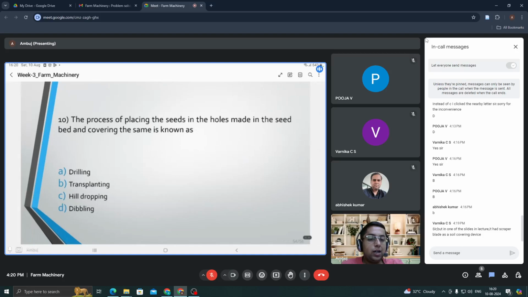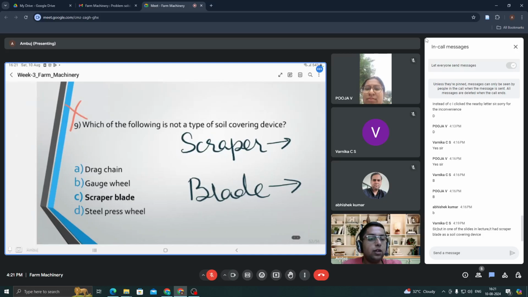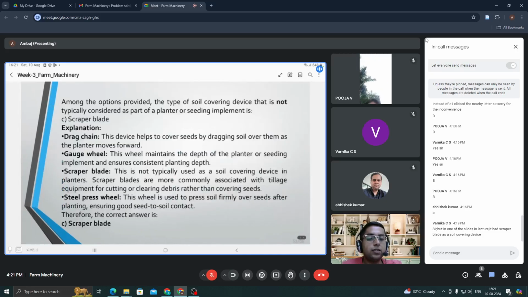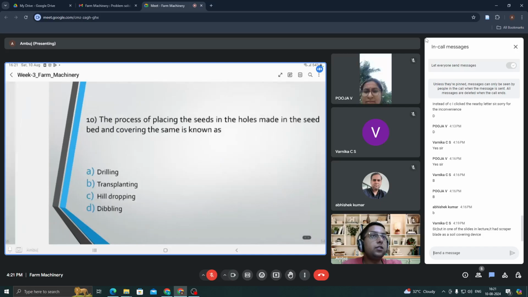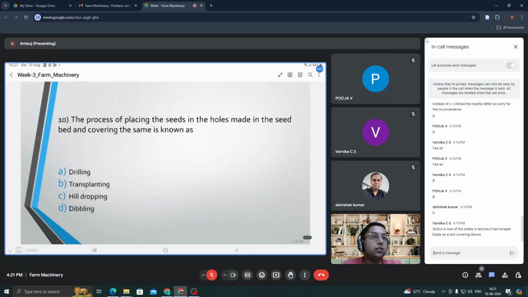Let us move to the last question for the day. The process of placing the seeds in the holes made in the seed bed and covering the same is known as. Just try to answer this question. I'll just revisit that earlier question and tell you the correct explanation. If some mismatch in the options is there, then I'll intimate you. Thanks for bringing it to my attention.